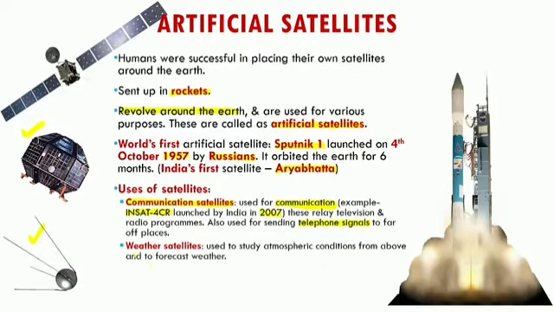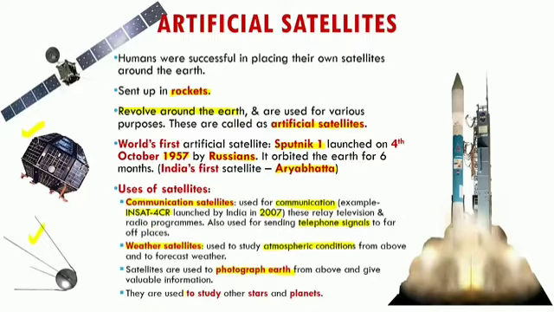We then have weather satellites. What are weather satellites? As the name itself suggests, these satellites are used to study our atmospheric conditions. They look at Earth from above and help in forecasting the weather. Not just that, satellites are used to photograph the Earth from above, and they give us really valuable information about the changes that are happening on the Earth's surface. And finally, they are used to study the different stars and planets that are around the Earth.